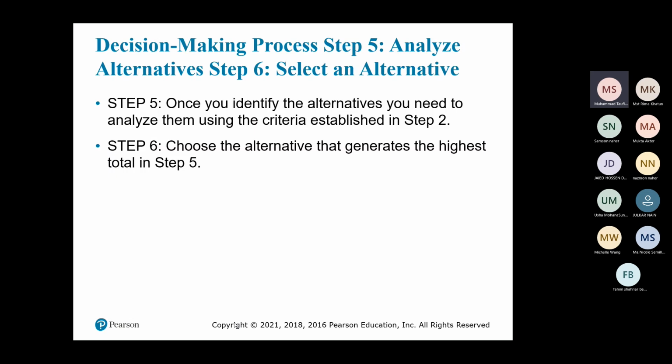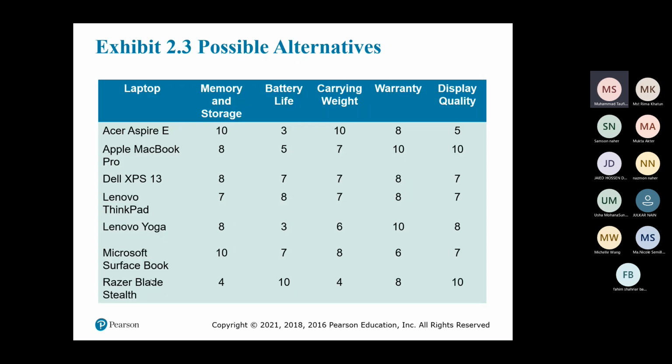And then the next step, number 5, you analyze the alternatives. Once you identify the alternatives, you need to analyze them using the criteria established in step 2. Here is the analysis, and Amanda already did the analysis. For example, for the Acer Aspire E, the laptop has very good memory and storage capabilities, so here she put 10. So the score is very high.